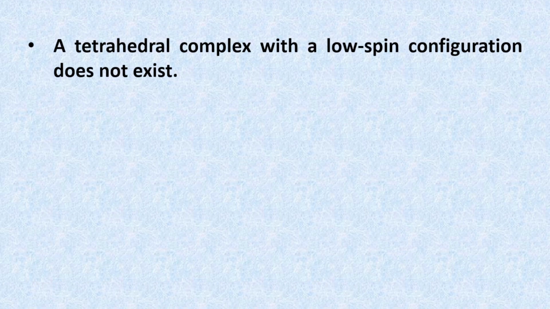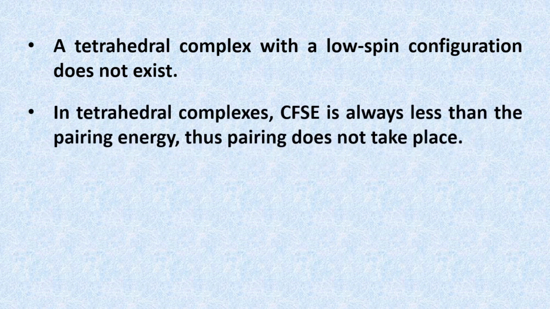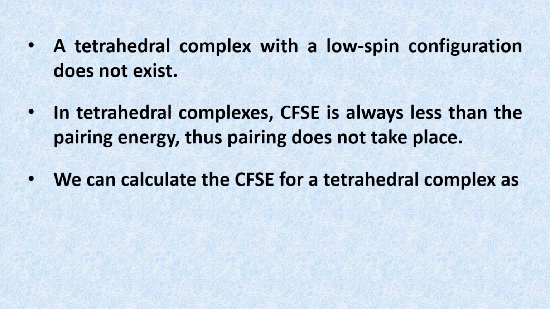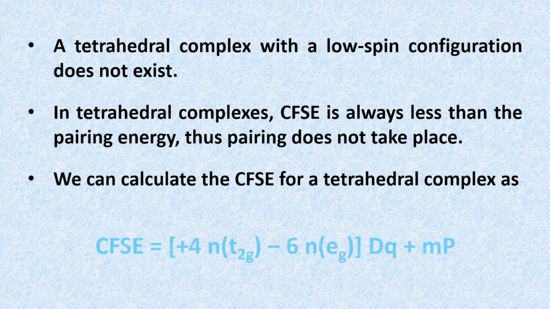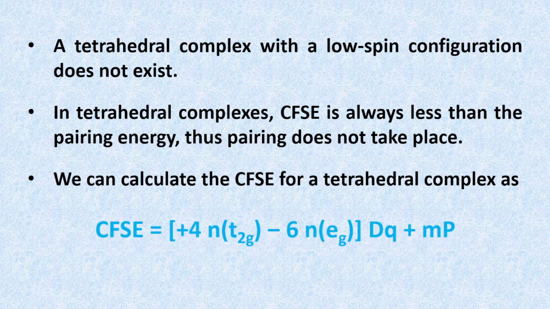A tetrahedral complex with low spin configuration doesn't exist, as the CFSE is always less than the pairing energy and pairing does not take place. We can calculate the CFSE for a tetrahedral complex using the formula: plus 4 N-T2G minus 6 N-EG plus MP.